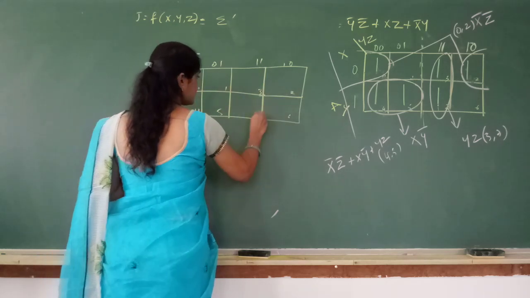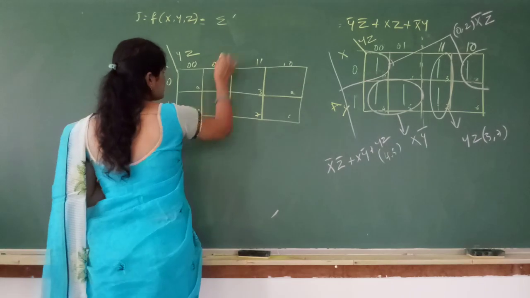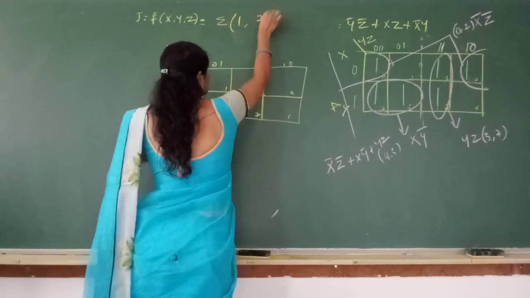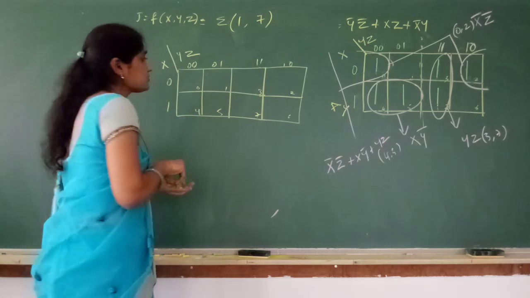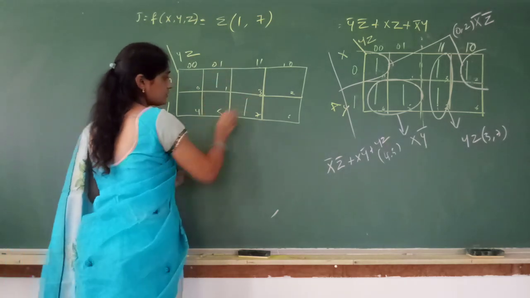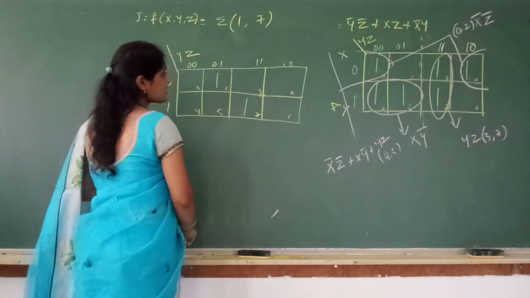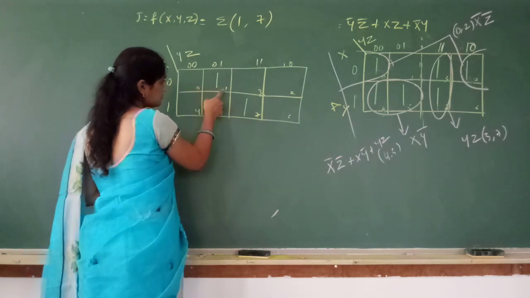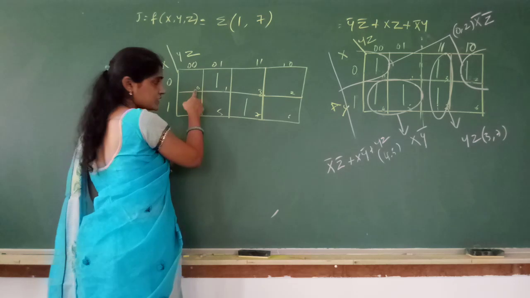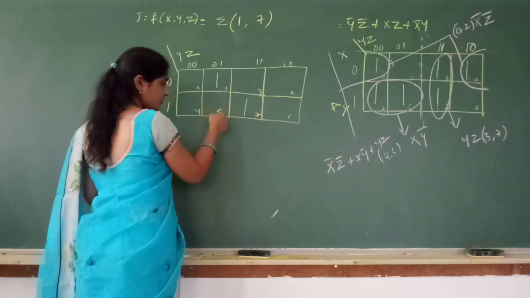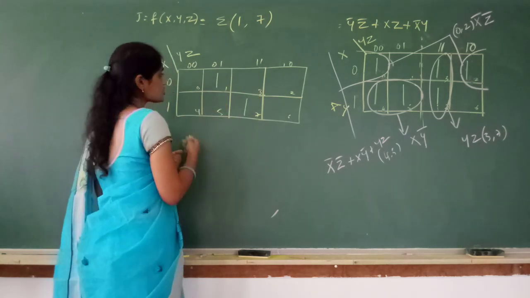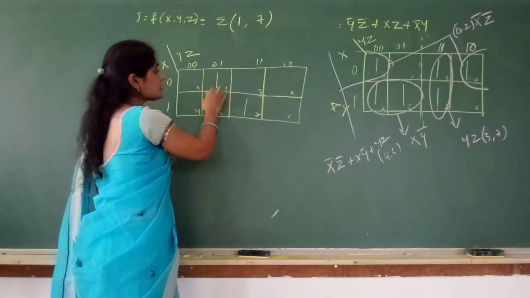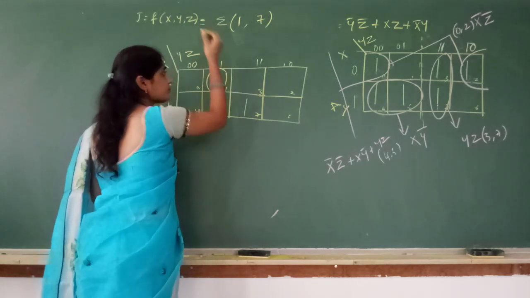If the question is summation 1, comma 7. So this is 1, this is 7. Now what is the next step? Check the adjacent cells. Any cells adjacent to 1? No. 0 is also not a min term. 3 is also not a min term. 5 is also not a min term. So we don't have any cells adjacent to min term 1. So you can group only this term.